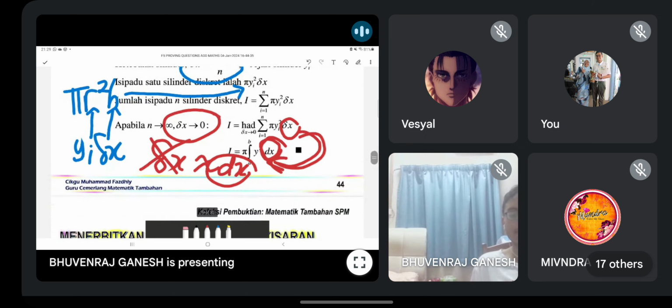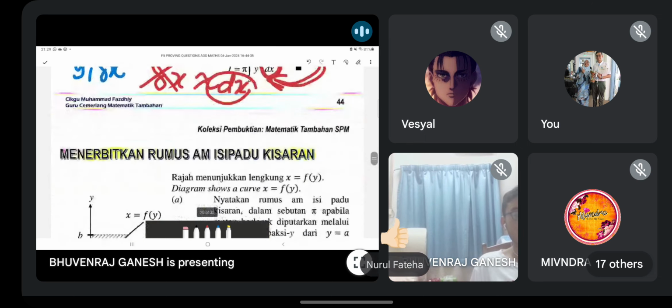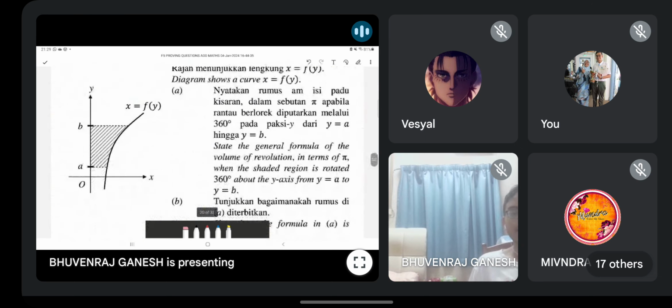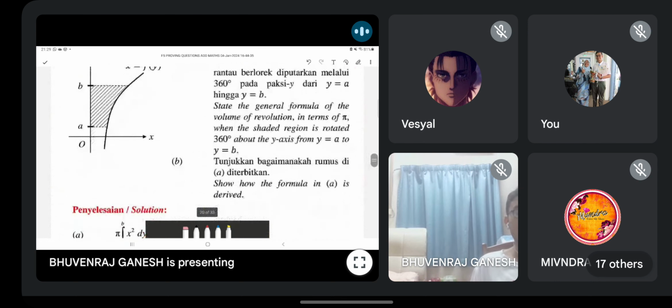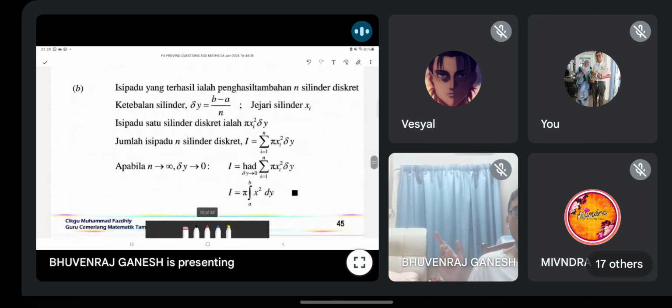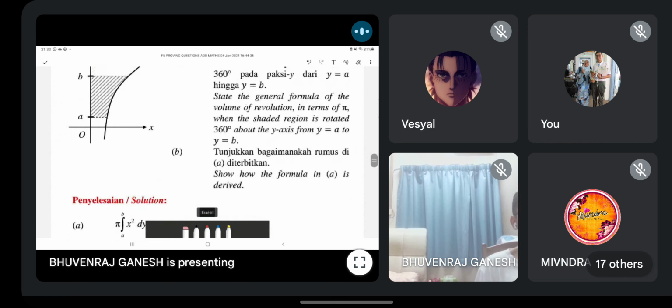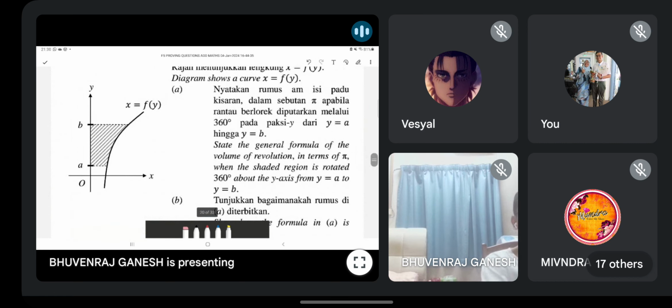Improving formula for volume, isi padu. Okay, you must know how to prove. This one is exactly the same, hanya kamu songsang saja. Just inverse everything. Tadi yang ni y, kamu tukar x. Yang ni delta x, tukar delta y. Because sekarang kita kamir terhadap paksi y. We integrate towards the y-axis. That's why the small change is over here, delta y.